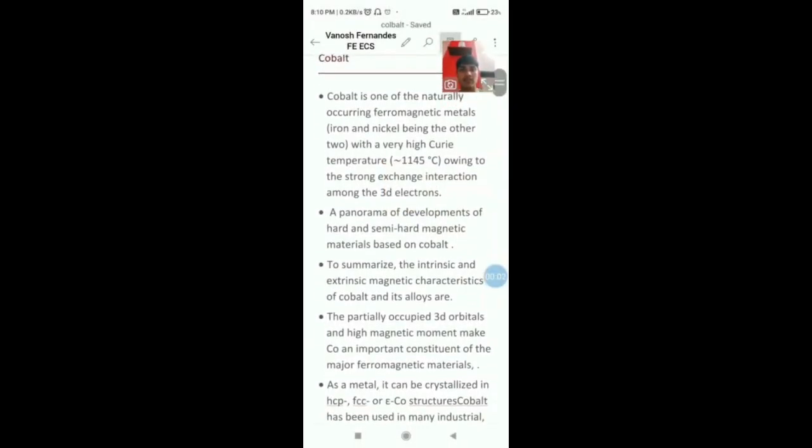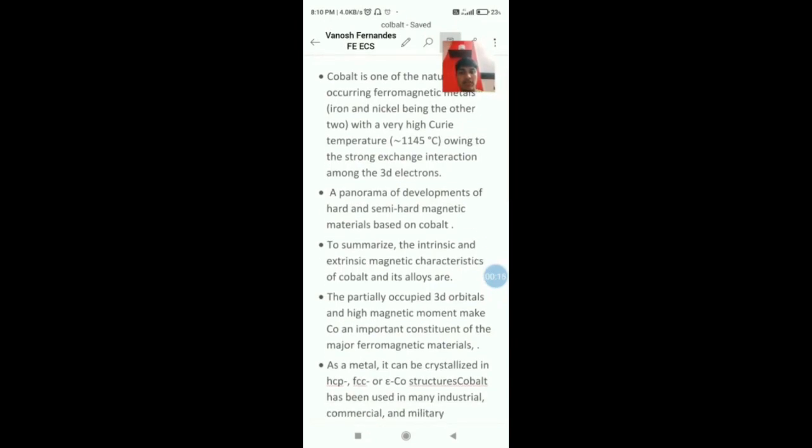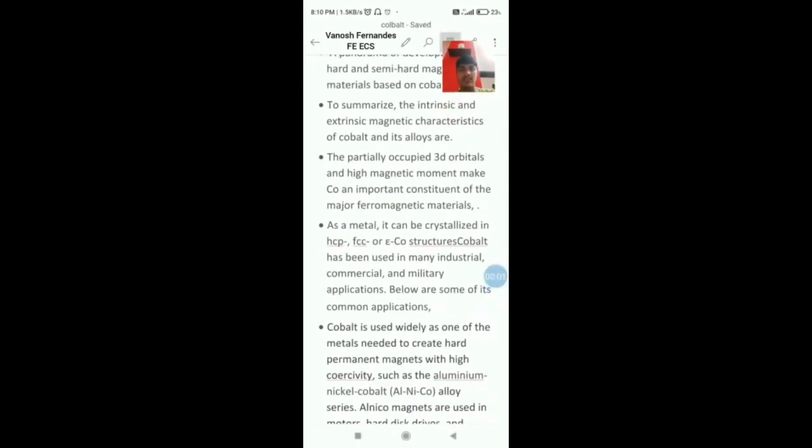Cobalt is one of the naturally occurring ferromagnetic metals, iron and nickel being the other two, with a very high Curie temperature owing to the strong exchange interaction among the 3D electrons, a paradigm of developments for hard and semi-hard magnetic materials based on cobalt. Partially occupied 3D orbitals and high magnetic moment make cobalt an important constituent of the major ferromagnetic materials.